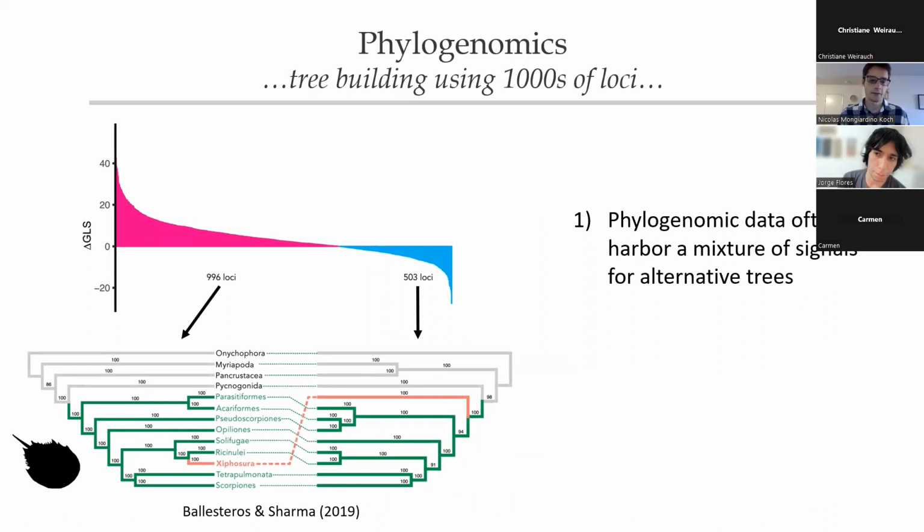Firstly, phylogenomic data often harbor a mixture of signals for alternative trees. So here we have a very famous contentious example of the position of horseshoe crabs. While a vast majority of genes favor the controversial position of them nested within terrestrial chelicerates, there's also a large fraction of genes that favor the more traditional position of them as sister group to all the arachnids. And to some extent, phylogenomic inference is an exercise in weighting the multiple different signals contained within large data sets.